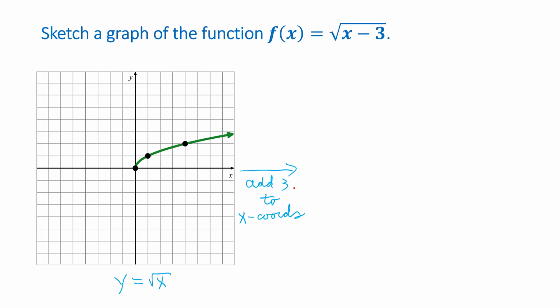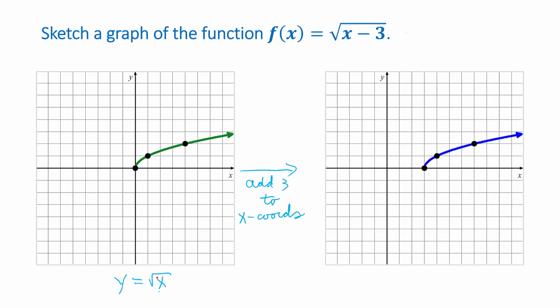In the previous example, the plus 4 was outside of the original f of x function. Here the minus 3 is inside the square root, inside the original function of square root of x. And so we're adding 3 to the x coordinates here. We'll end up with a graph that looks like such.